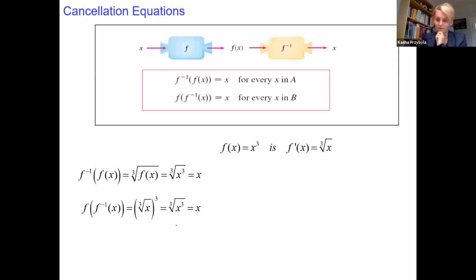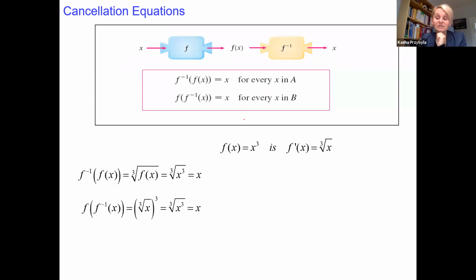And we do have cancellation equations, which means when we make the composition of a function and its inverse, we will always get the final output x. We can think of it this way: when I have x and I add 5 and then subtract 5, because addition and subtraction are inverse operations, I get x. Or if I take x and divide by 5 and then multiply by 5, I still get x.